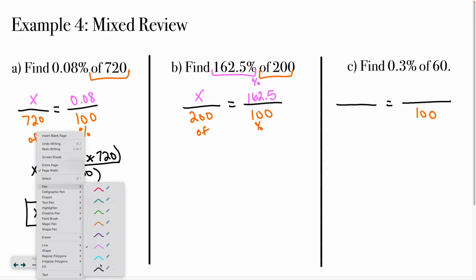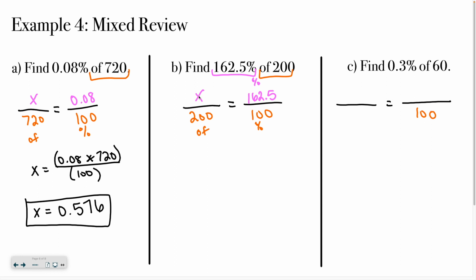But if we think about this for a moment, I'm looking for a number that is 162.5% of 200. When we're looking for something that's over 100%, I forgot to kind of point this out earlier, the answer you get, so this x value, should be bigger than the denominator. So in this case, our answer should be bigger than 200. Okay, so let's try it out.